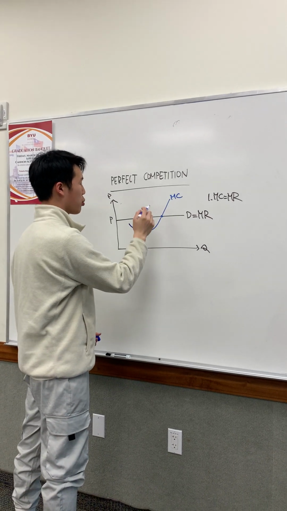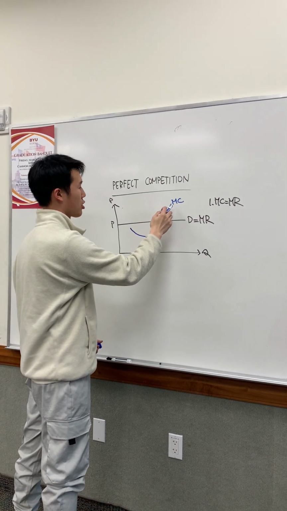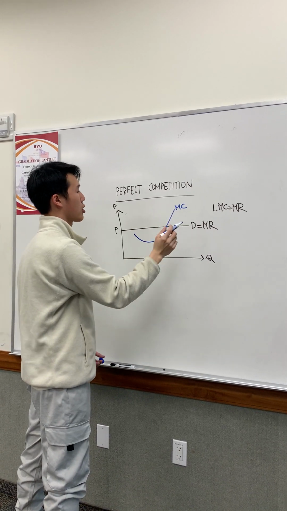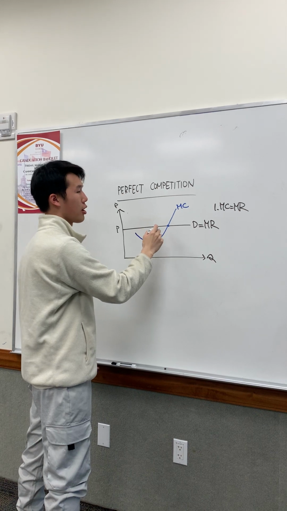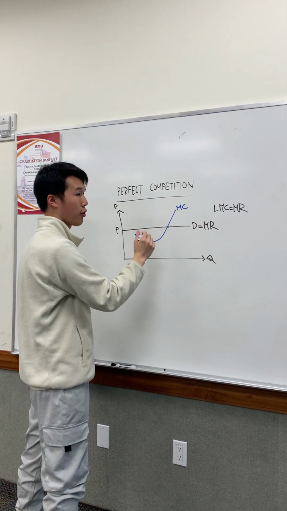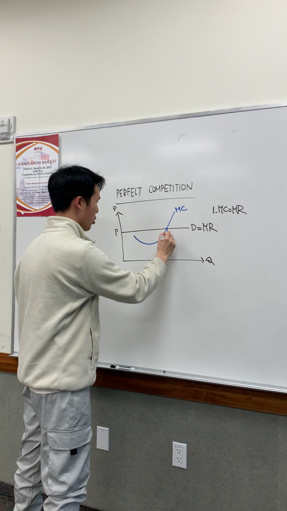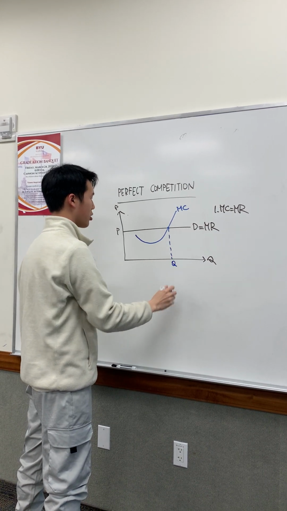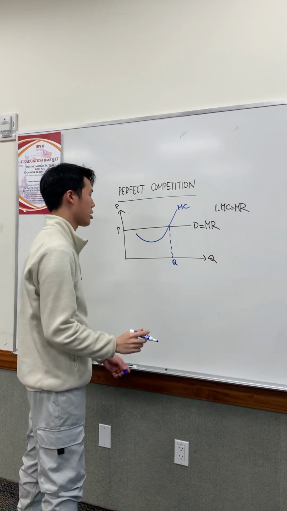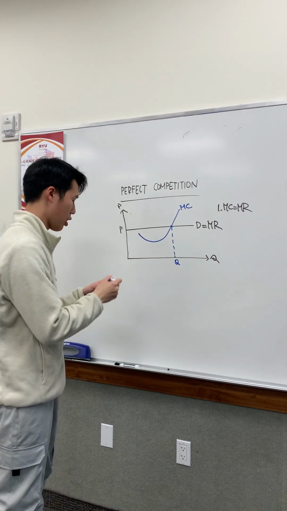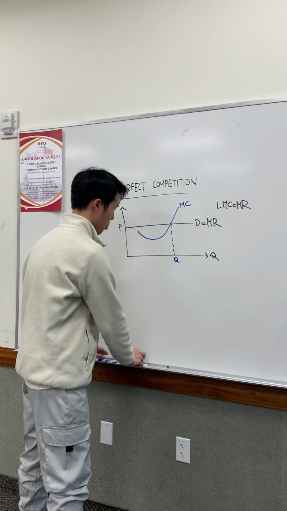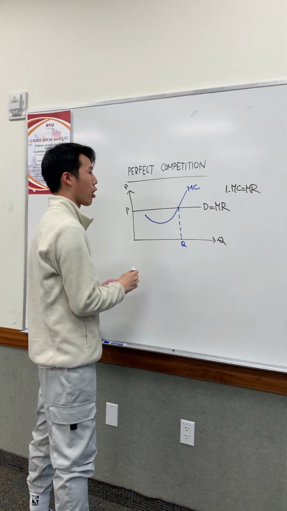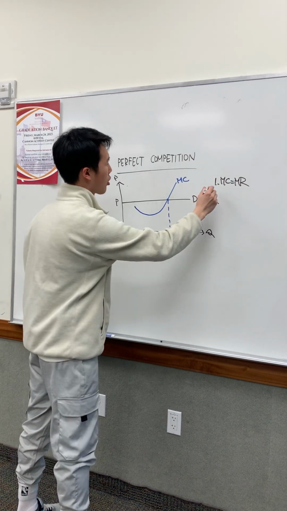So we found out this point at the intersection between marginal cost and marginal revenue. This is the point that could maximize your profit, and we'll find out how much quantity we produce to maximize this profit. But that's not all, because besides this, there are more things that we need to learn about.